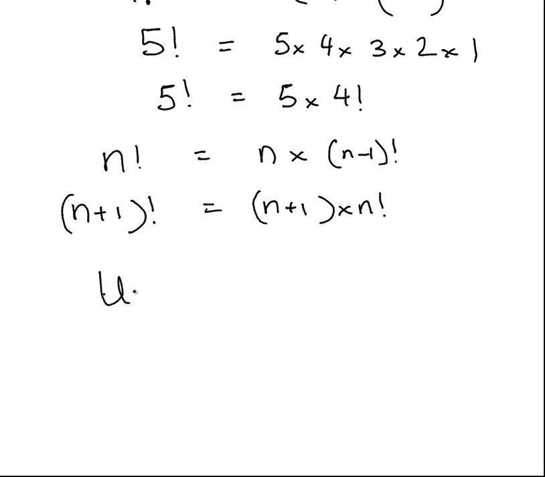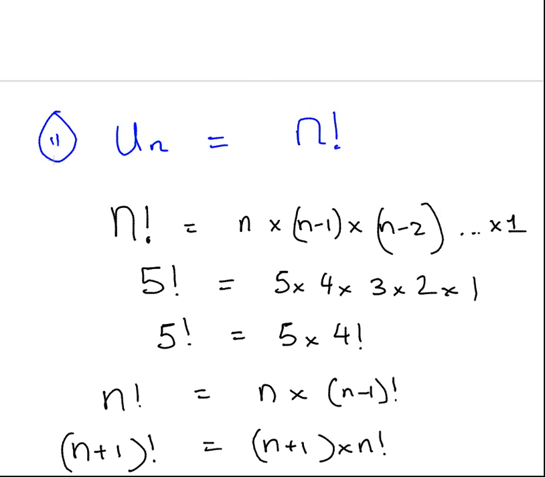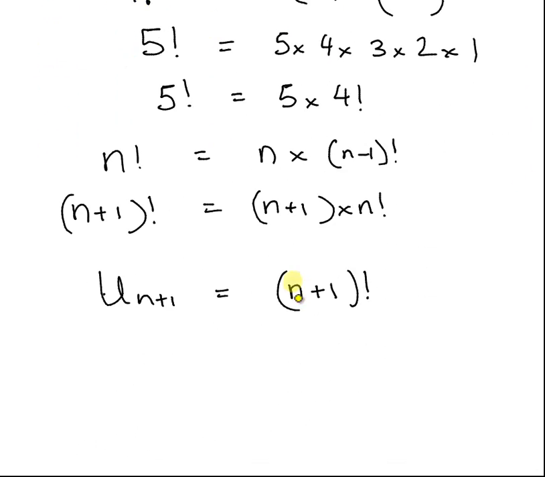U of n plus 1 is n plus 1 factorial. Just replace n from up here with n plus 1. So we replace n with n plus 1 there. Now we can rewrite that as n plus 1 times n factorial.